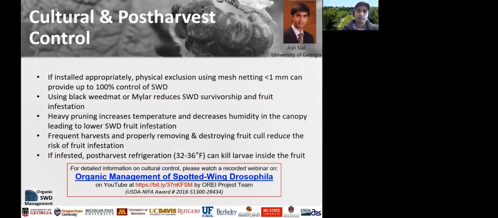So to summarize, there are a number of cultural practices that may not all be applicable in every situation, but a good combination of these strategies is an excellent way to supplement your other chemical control to overall decrease the population of this fly in the field. This was just a quick overview of what we have done under the OREI project on these cultural controls.